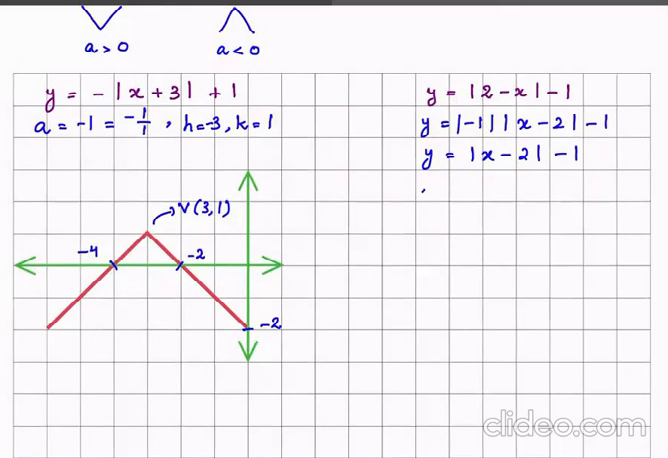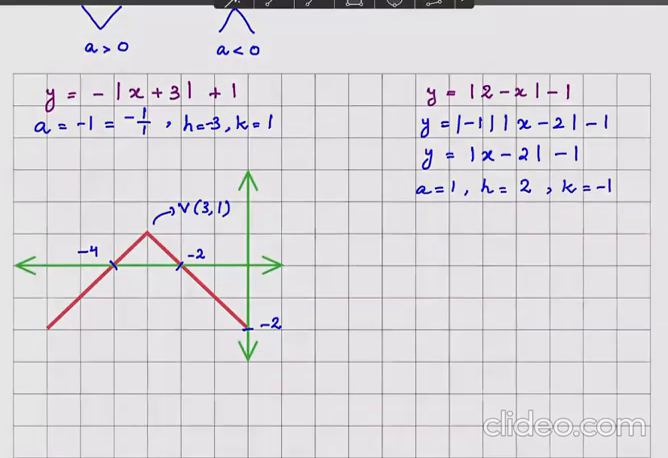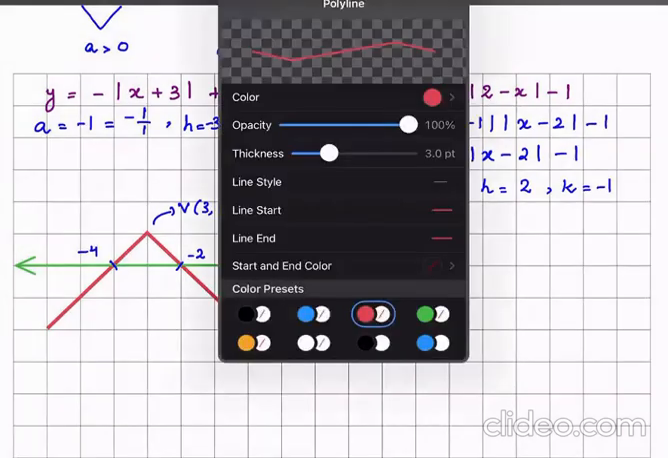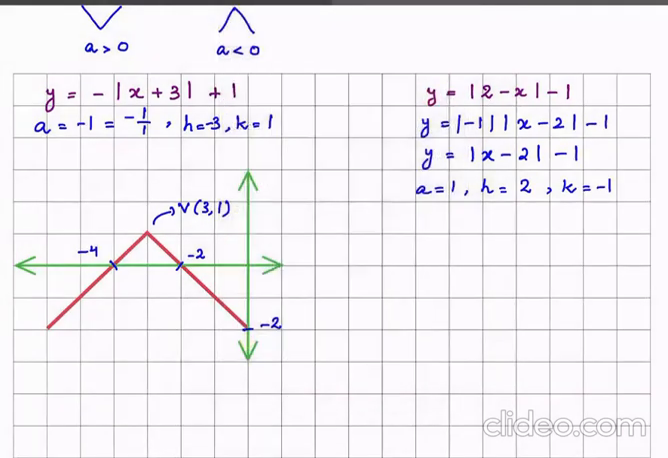So here a is 1, h is 2, k is -1. So now I am making a graph. So it should be, let's say, like this. So h is 2.